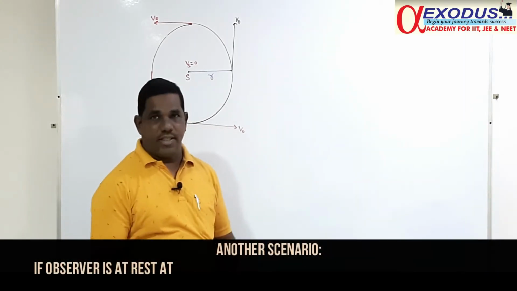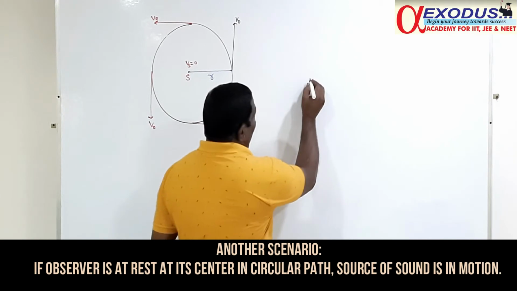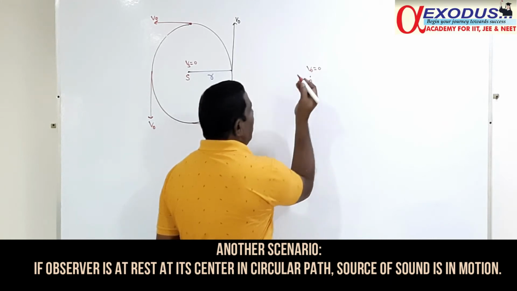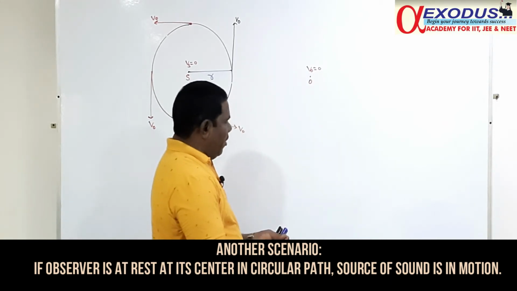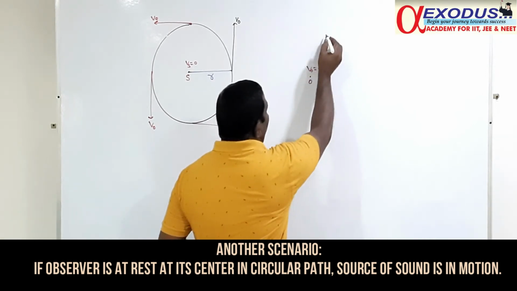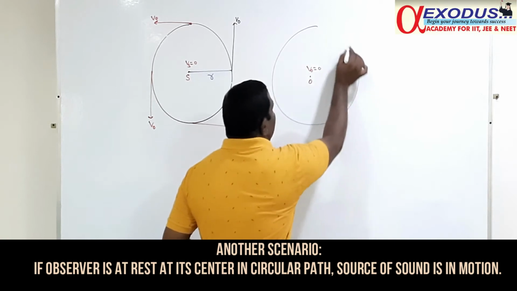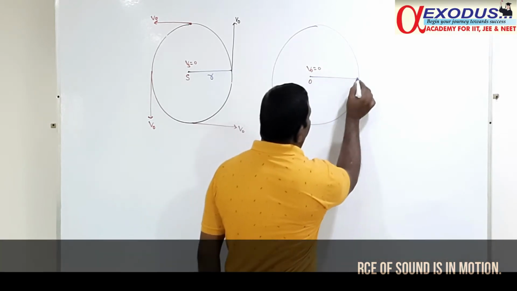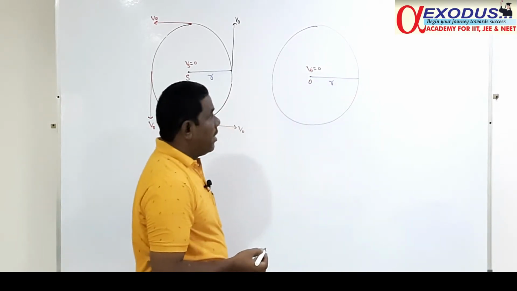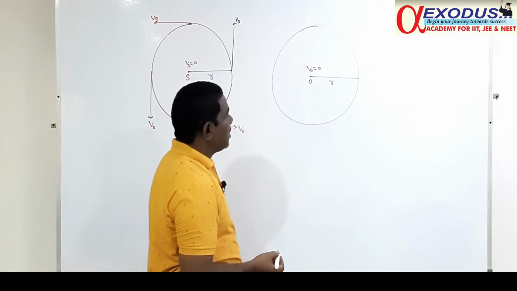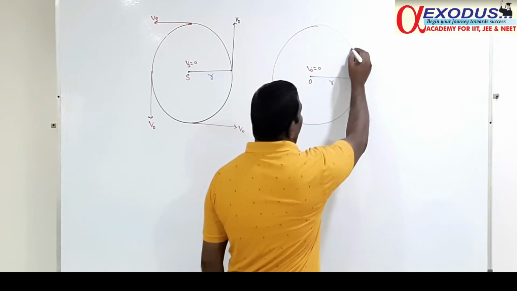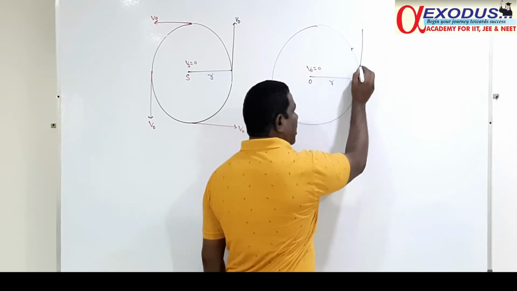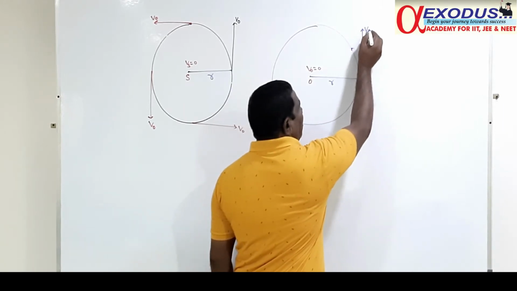Similarly, in the second case, the observer is at rest at a point O. The source is in a circular path of radius R. When the source is in a circular path of radius R in the anti-clockwise direction, at this point its motion is tangential with the velocity of Vs.